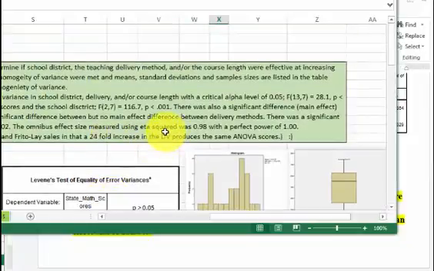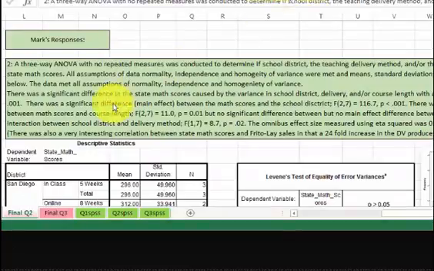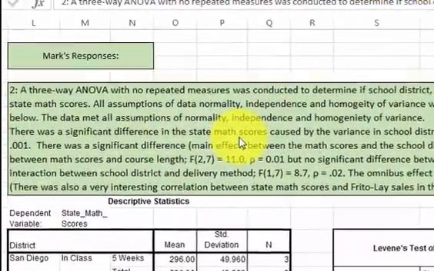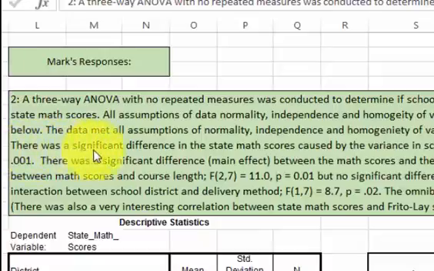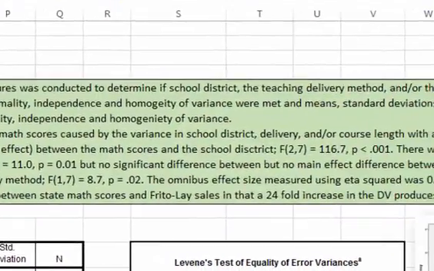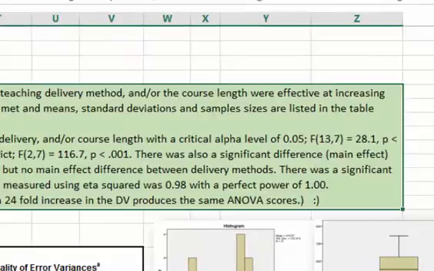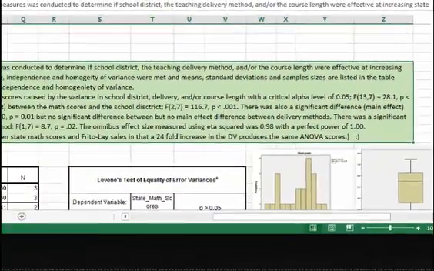Let me make sure your write-up is good here. All right, there was a significant difference in the state math scores, blah, blah, blah. I'm thinking there should be the word overall. There was an overall significant difference in the state math scores, blah, blah, blah. And then when you name your F, you would call it your omnibus F, with an omnibus F of F(13, 7), blah, blah, blah. That tells whoever's reading your report that your first F was a significant F, therefore you would proceed.